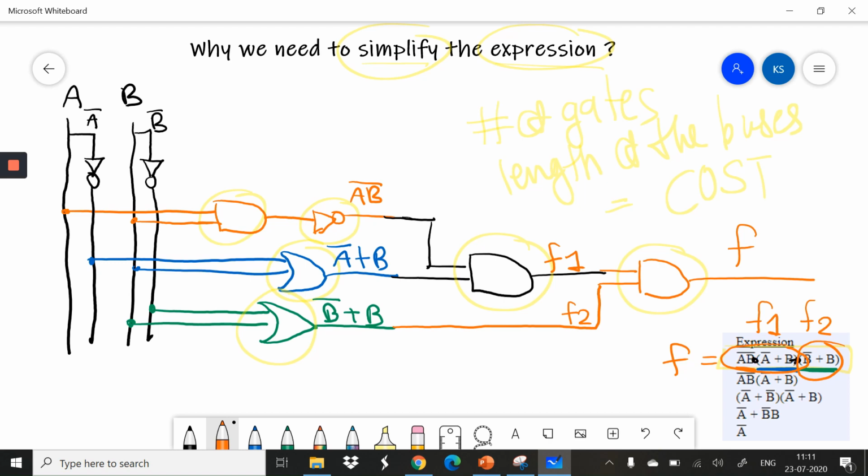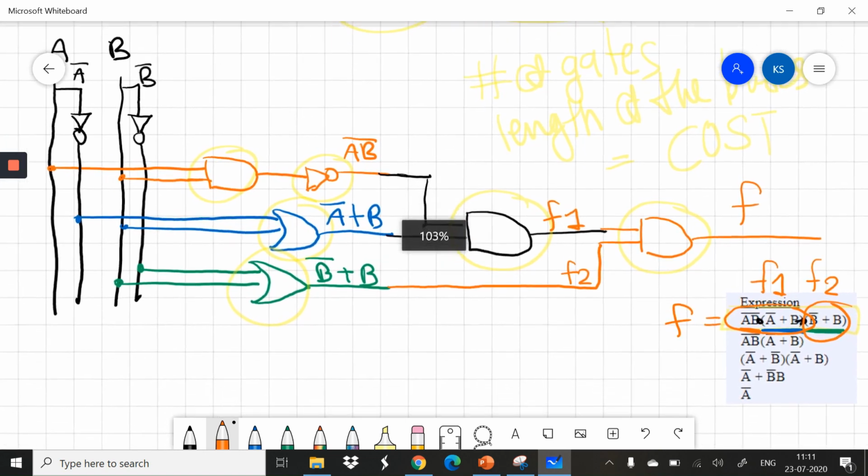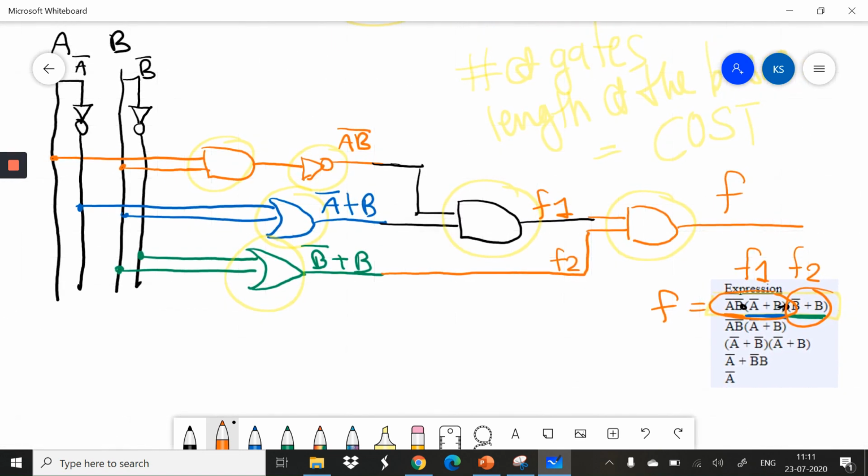If I put it aside, and we see that after simplifying the expression, finally I got this: a bar only. So in that case, after the simplification of the expression, if I ask you to draw the circuit, how will I draw?